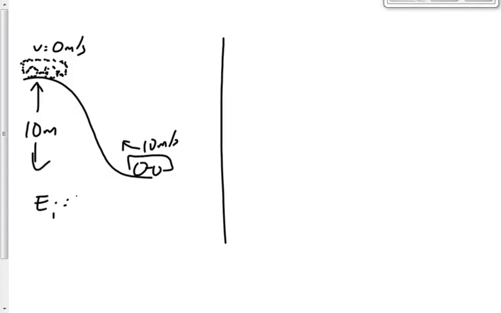What kind of energy does the car have initially? Kinetic energy. And of course, at the end, it's got potential energy, right? If it's at rest, it's got potential energy.